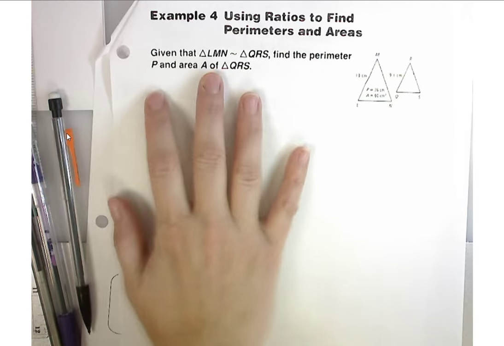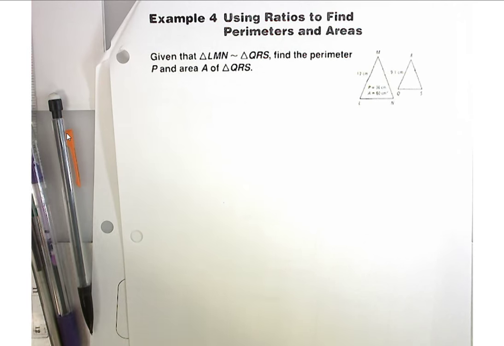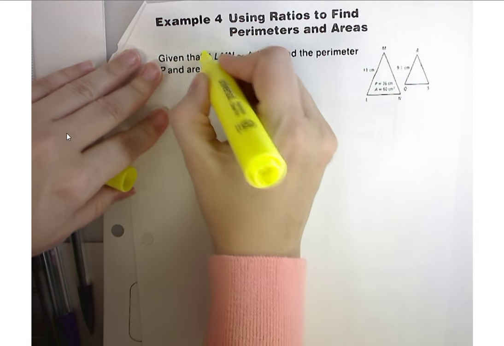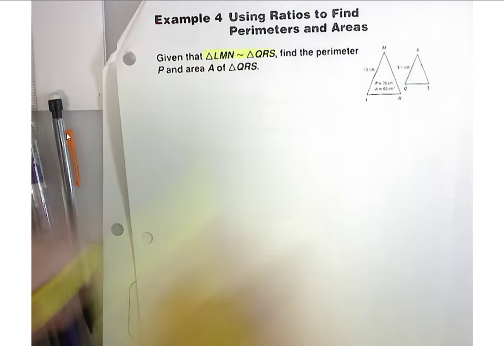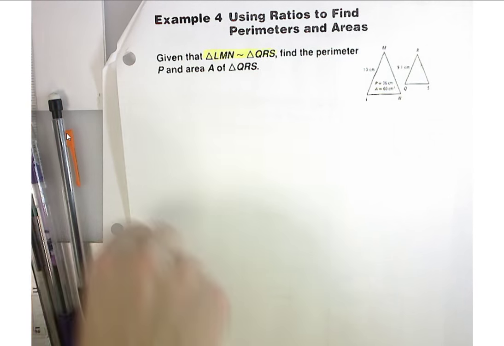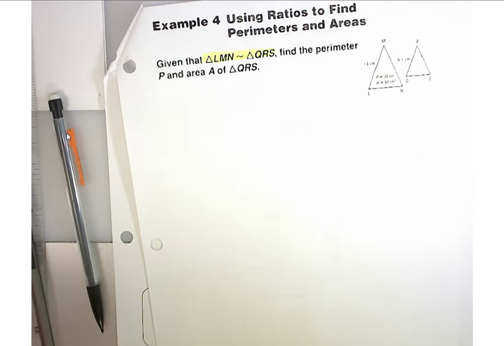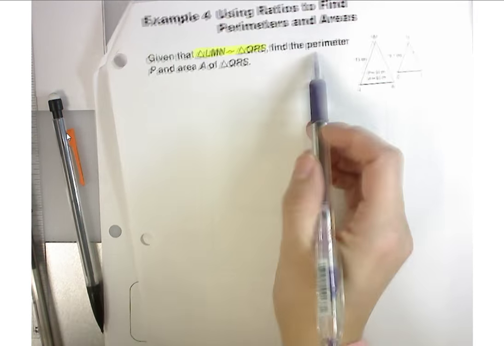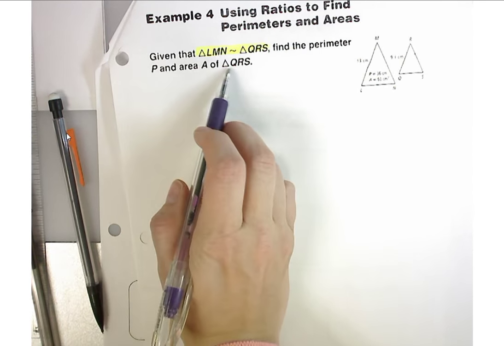Our next example is going to be with triangles. So we're going to use the ratios to find the perimeters and the areas. You are given that the two triangles are similar, which right away we know, Riley, if the triangles are similar, what's something we know about them? Okay, good. So we know that the sides are proportional. And then Grace, what's something else we know if the triangles are similar? The angles are equal. Yep, the same. Okay, so the sides are proportional and then the angles are going to be the exact same. So we're going to find the perimeter P and the area A of triangle QRS.